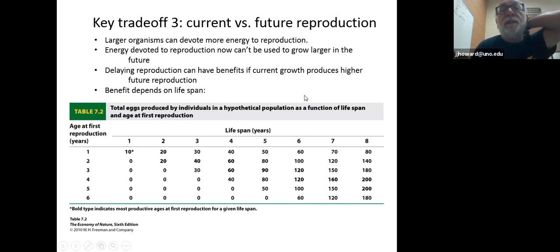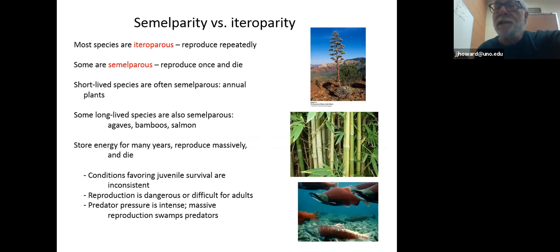So these 3 trade-offs illustrate how these life history traits function to funnel energy into growth, into survival, or into reproduction. Now let's look at a couple of extreme strategies: iteroparity and semelparity.